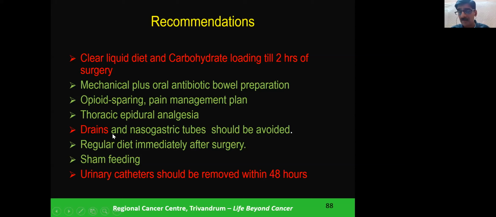Urinary catheter should be removed within 48 hours. Once you've done a pelvic surgery and you've manipulated the autonomic nerves, I feel that in the initial period there will be some amount of bladder dysfunction if you try to remove the catheter before 72 hours or 4 days.